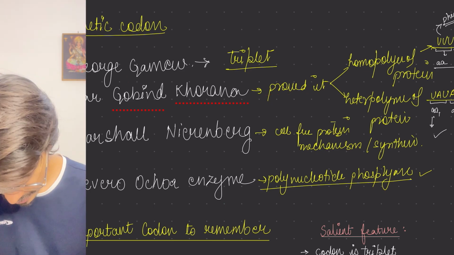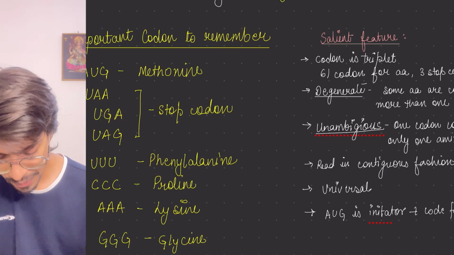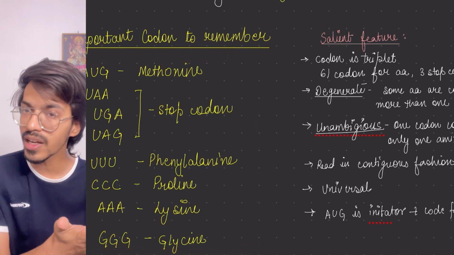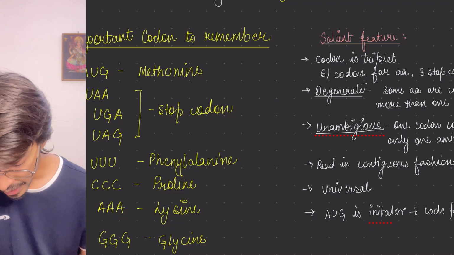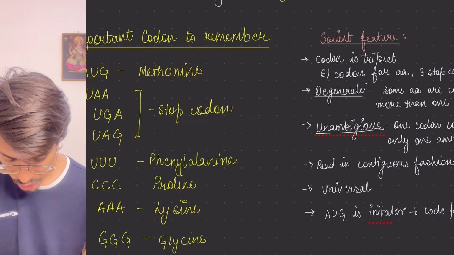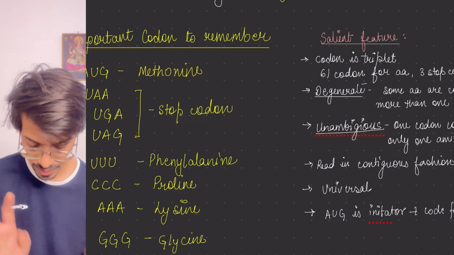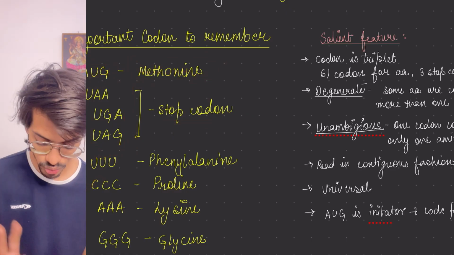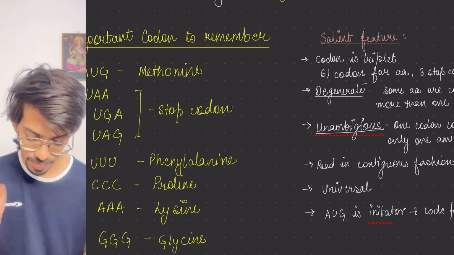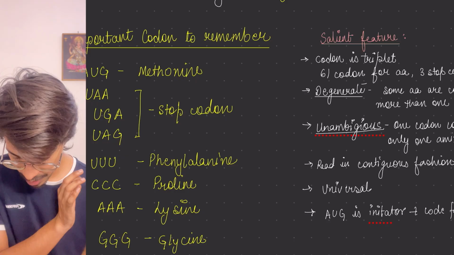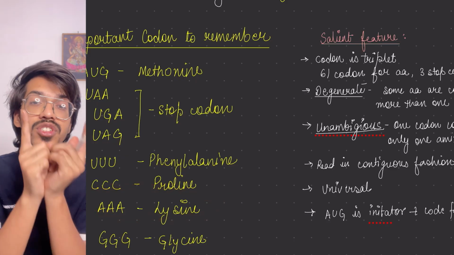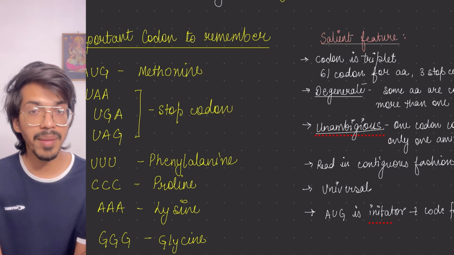Moving on, then he said that genetic codons. Now you have to remember at least these genetic codons and which amino acid they correspond to. Now AUG is for methionine. These 3 are for the stop codon. Then triple U gives phenylalanine. Triple C will correspond to proline. Triple A will correspond to lysine. And triple G corresponds to glycine. This can be asked to you because lysine is a basic amino acid which is a part of histone protein. It can be asked to you.